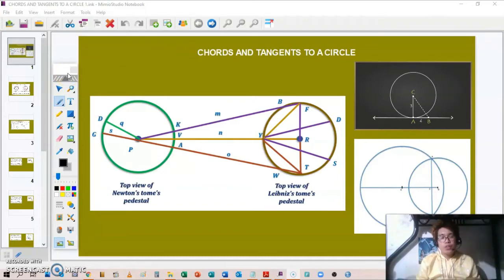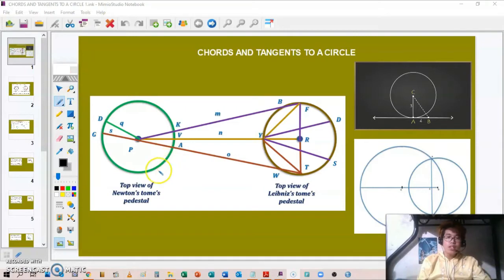So for our third lesson, we have here our third module for the fourth quarter. We have chords and tangents to a circle. You've already been introduced to the concept of a chord. A chord is a line segment that is found on a circle. And a tangent is a line on a circle that intersects the circumference at only one point.